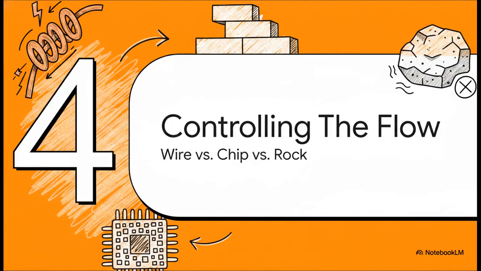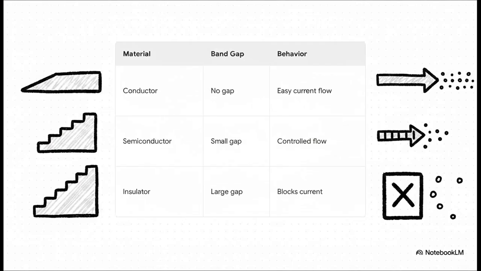So why is this building analogy so helpful? Well, it perfectly explains the difference between a conductor, like a copper wire, a semiconductor, like a computer chip, and an insulator, like a piece of rubber or a rock. It all comes down to the size of the band gap, or in our analogy, the size of the staircase. A conductor has no staircase, a semiconductor has a small one, and an insulator has a giant one. And that single difference defines everything about how they handle electricity.